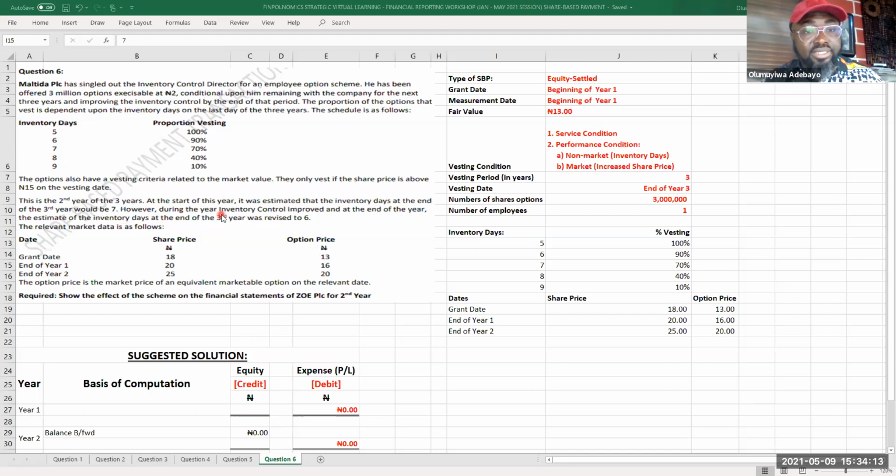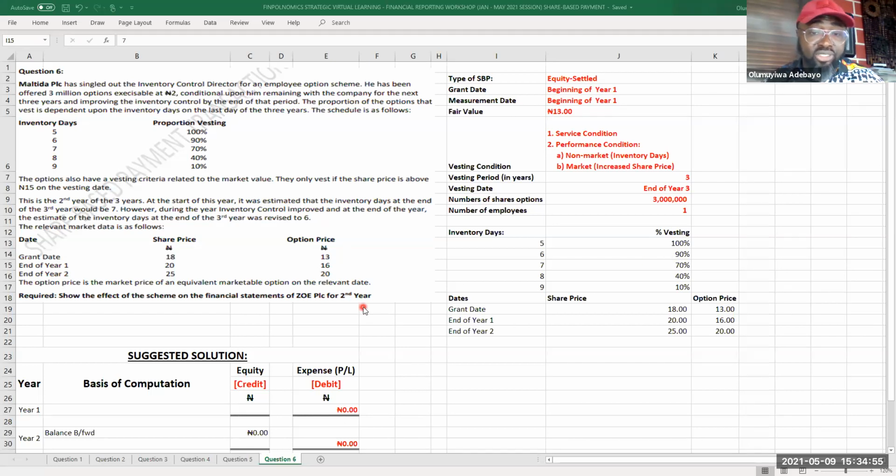However, during that year, which is year 2, inventory control improved, and at the end of the year, the estimate of the inventory days at the end of the 3rd year was revised to 6, which means as at year 2, it is estimated that the inventory will have improved to 6 days, and 6 days falls under 90 days. Which means from our true up, with respect to performance non-market condition, it will be 70% as at end of year 1 and 90% as at end of year 2.